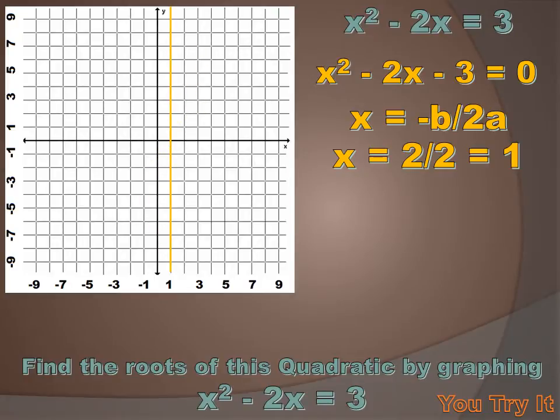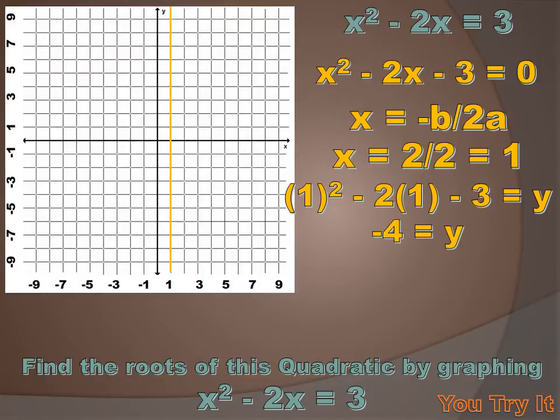So I'll plot my axis of symmetry on the graph. Now I'm going to calculate what my vertex is by substituting that 1, that x value at the axis of symmetry, into the original equation. And when I do that, I get y equals minus 4. At the axis of symmetry, the y value is minus 4. So I can plot my vertex at 1, minus 4. Now I know where my y-intercept is. My c value up here is minus 3. So I cross the y-axis at minus 3.